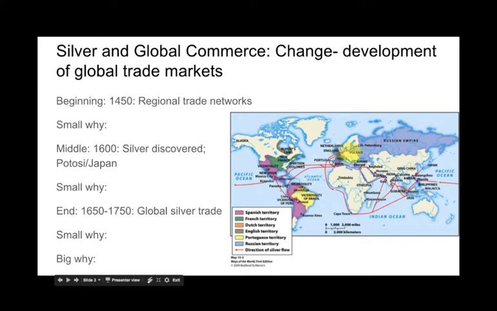So a European merchant who wants to buy silks in China and bring them back to Europe by any route, overland, but most likely through these Asian maritime trade routes that the Europeans are developing, that European merchant has to purchase those goods in silver, which is why by the end of the time period we have a global silver trade. And this map here with these red arrows is showing the direction of the flow of silver.